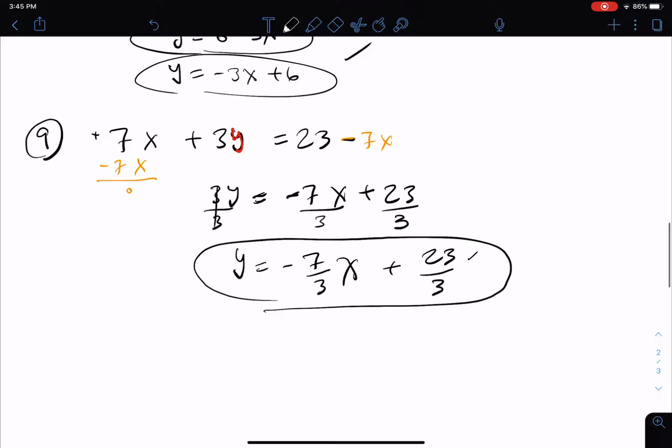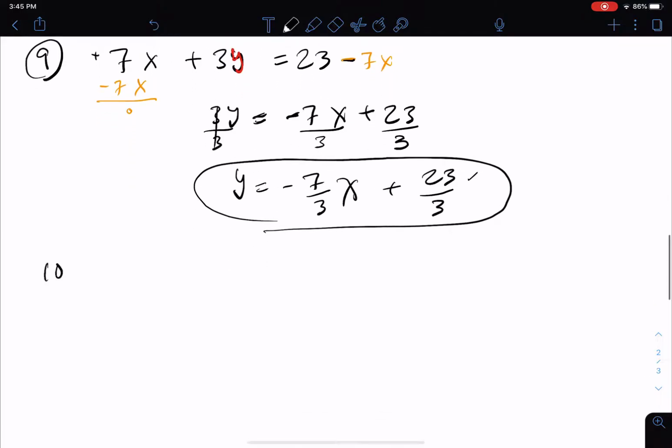Okay, last problem, I believe. Yes, number 10. Number 10 says 1/4 x plus 1/8 y equals 4. I'm going to actually do this problem twice, showing you a couple different ways to do this. If you want, you can fast forward if you don't. 1/4 x plus 1/8 y equals 4.